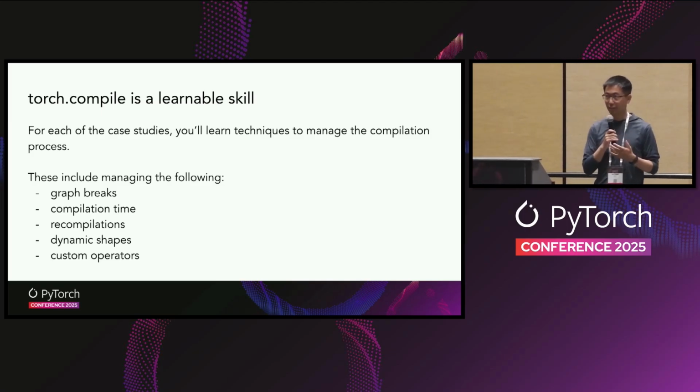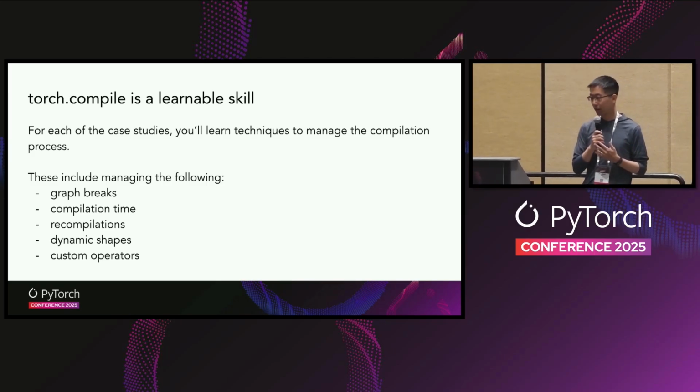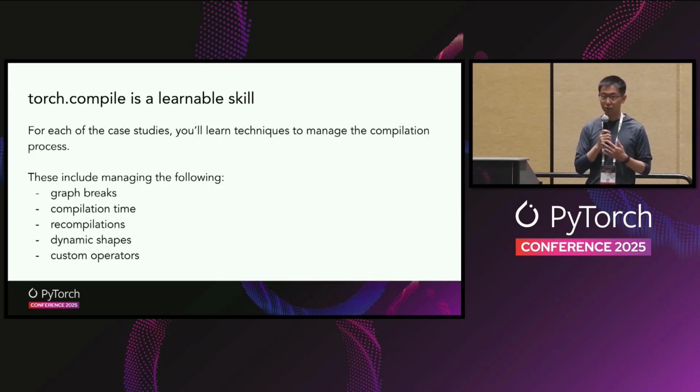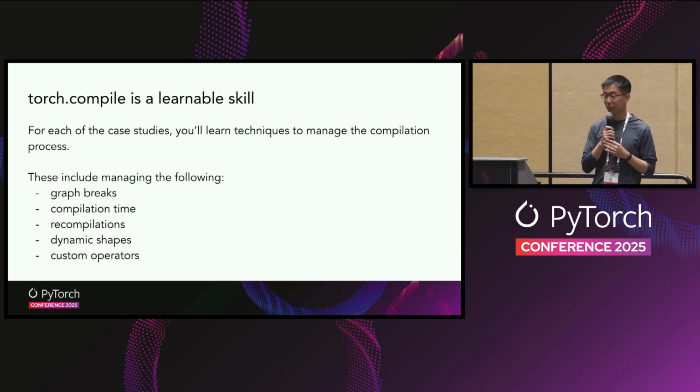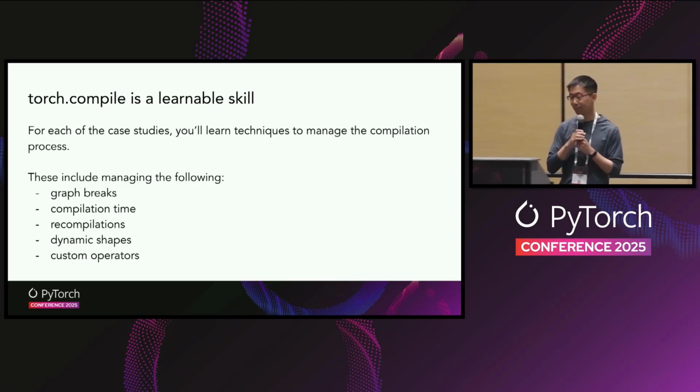Before we begin, I want to say that Torch.compile is a learnable skill. You can use Torch.compile out of the box, maybe without much knowledge. It may or may not make your code faster. To really use Torch.compile well, you have to learn to manage your compilation process. In particular, you'll need to learn about things like graph breaks, how to manage your compilation time, recompilations, dynamic shapes, and custom operators. We'll see examples of these five things in the slides today.